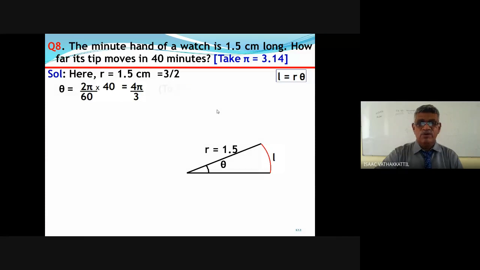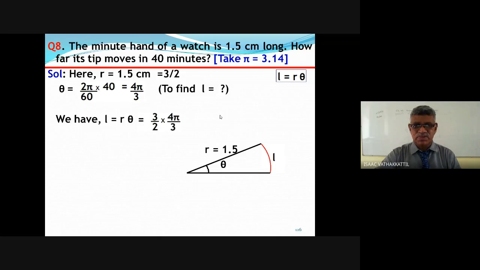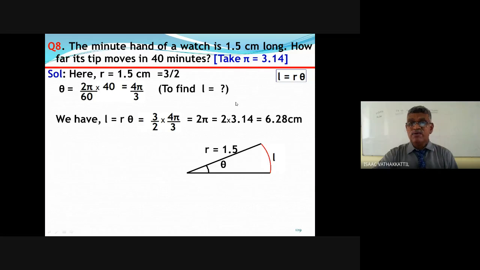Now we have to find L. L equal to R theta. The calculation is very simple. R is 3 by 2. Theta we have, and that is your asked 3 pi as 3.14. Otherwise, we can simply keep 2 pi. So your answer is now 6.28 centimeters, because it is given pi is 3.14. Otherwise, you may be tempted to keep 2 pi itself. I don't mind. But here it is given pi as 3.14.